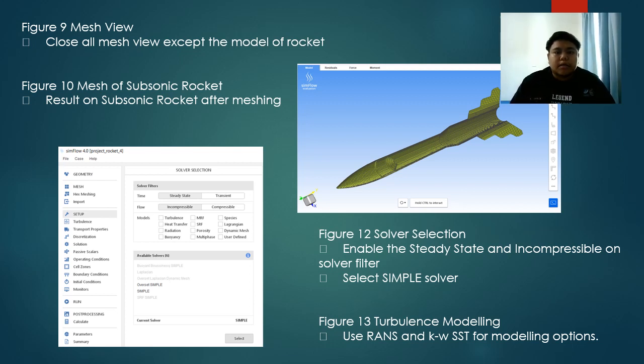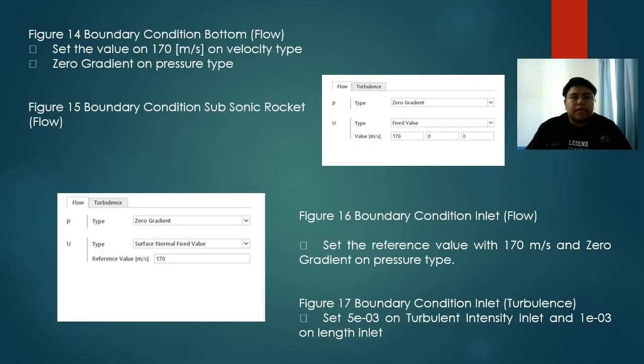After that, for the solver selection, we enable steady state, and we select the SIMPLE solver. For the turbulence model, I use RAS and k-omega SST for the model. For the velocity inlet, I set up 170 meters per second and zero gradient on the pressure type. Also for the reference value, I put 170 meters per second and zero gradient on the pressure type.